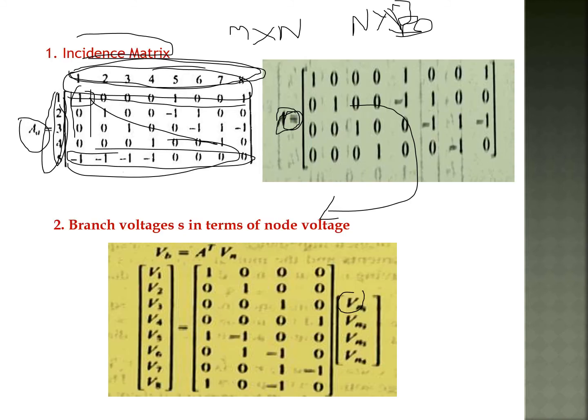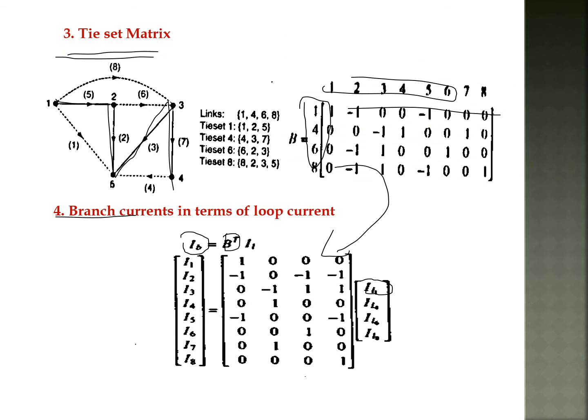So this is the way of taking branch voltages in terms of node voltage. Next, tie set matrix. In the tie set matrix, it represents the tree. 5, 2, 3, 7 branches are the tree. So 1, 4, 6, 8 are the nodes, and these are the branches. So it is a way of representing the tie set matrix.